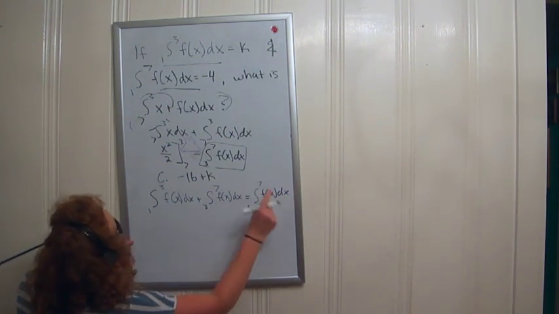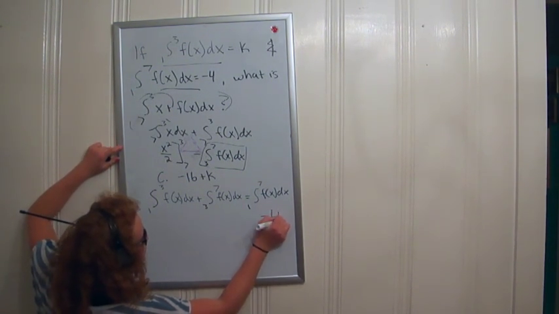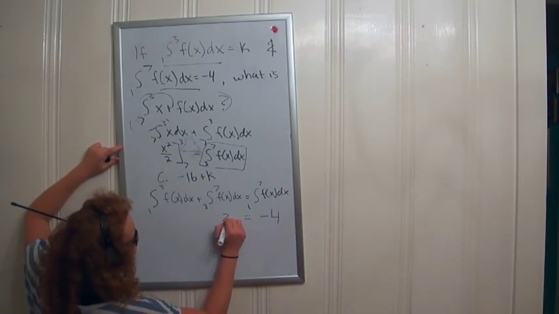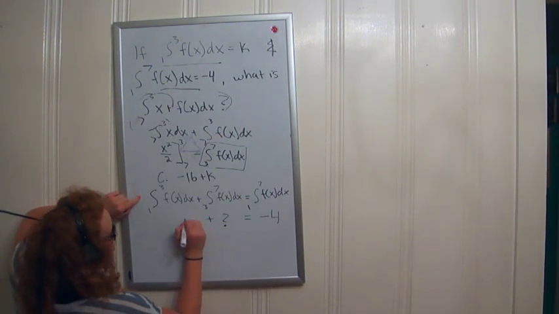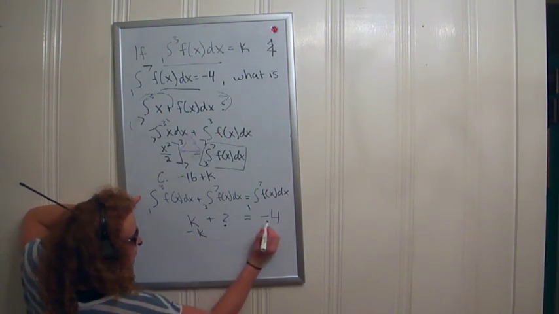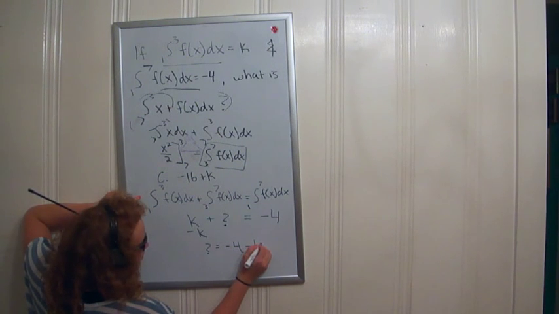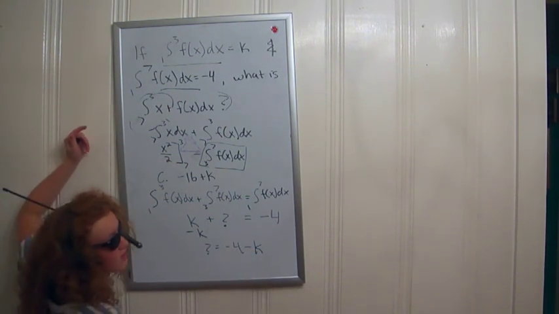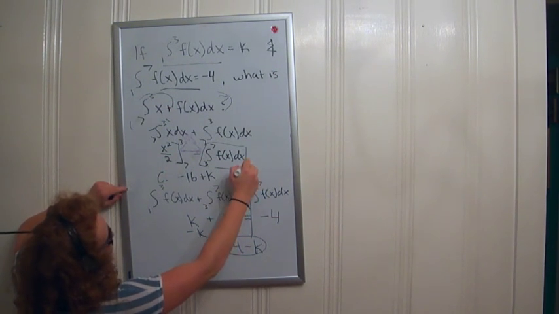And they've given us that this value is -4. This value is what we're trying to find. And this value is k. So you can assume that this value here is -4 minus k. But wait, that's only part of the answer. So to take this, plug it back into our answer up here.